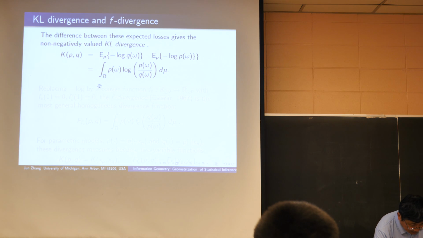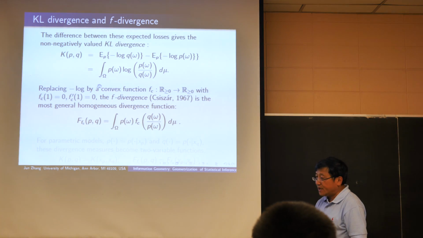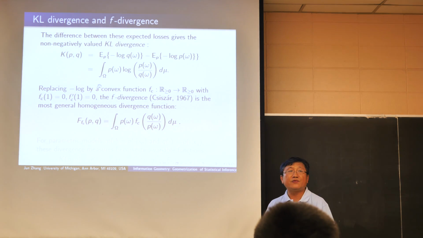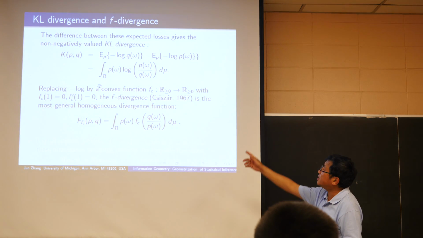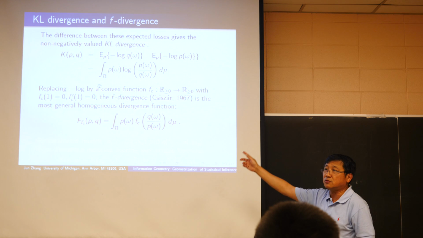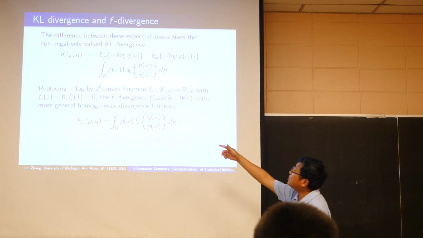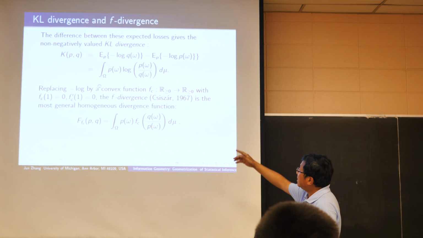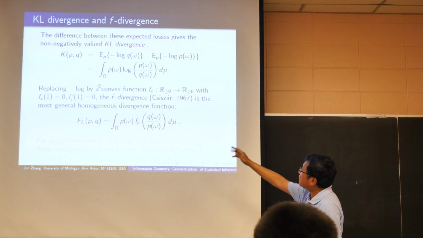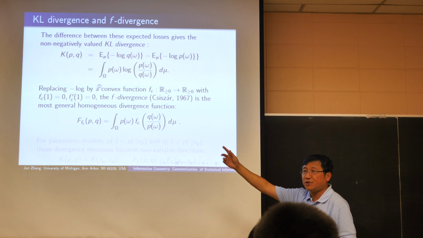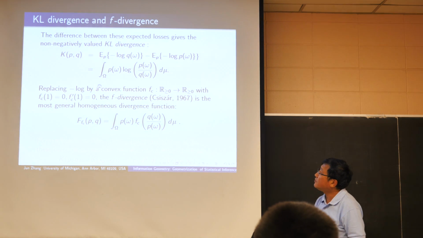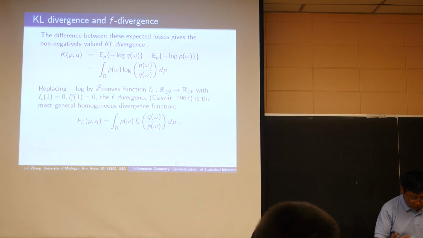Now, of course, there can be different kinds of loss functions that we can introduce. The most general ones for describing probability density functions are the so-called F loss, the F function introduced by Csiszár. Csiszár replaces this minus log with an arbitrary convex function which satisfies some conditions about the derivative values at one. And then you have this F loss function, the most general homogeneous loss function.